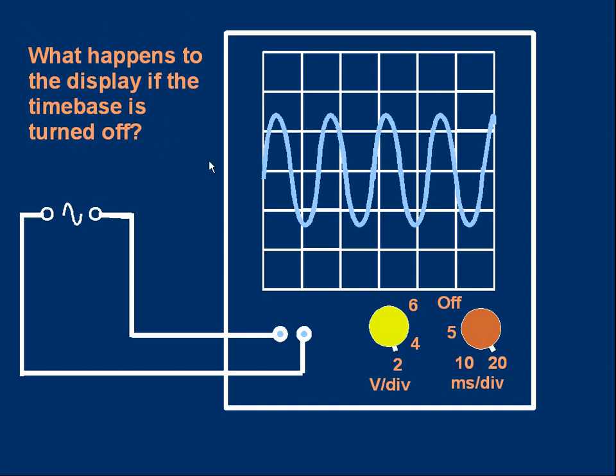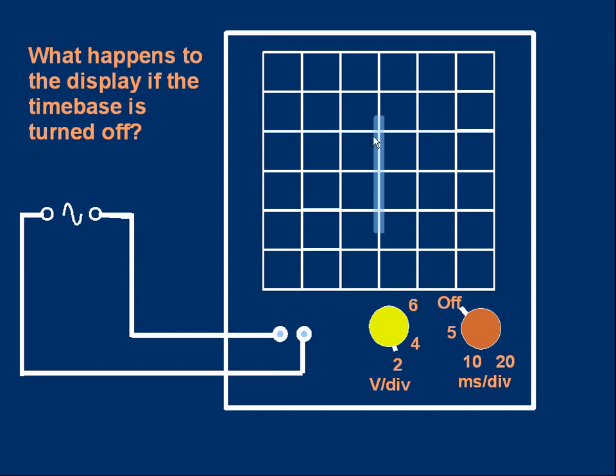And a final question for you. What happens to the display if you actually turn the time base to off? Pause and think. And we would just see a vertical line. The alternating voltage would be making the spot move up and down rapidly. But because the time base is off, the spot is not being moved left to right. It's just remaining in the central left-right position. We see a continuous vertical line. Quite a good way to measure the peak voltage actually, by measuring the height of the line.